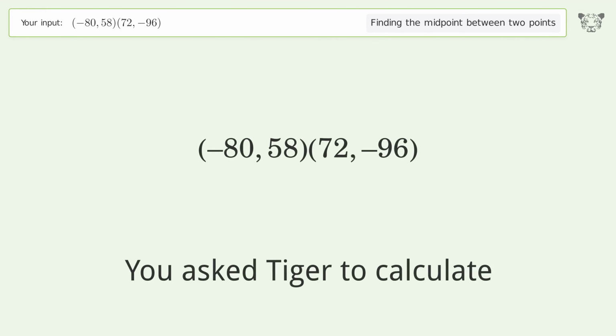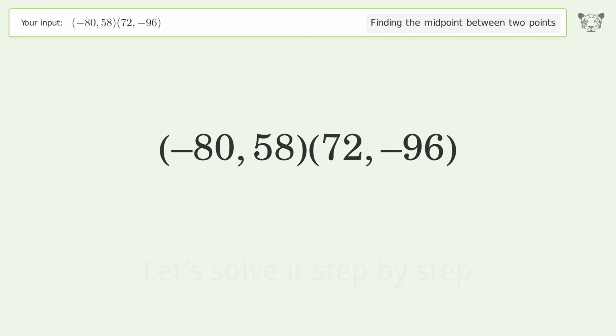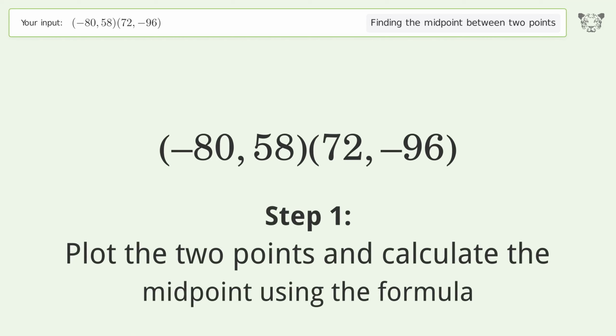You ask Tiger to calculate. This deals with finding the midpoint between 2 points. The midpoint between the 2 points is -4, -19. Let's solve it step by step. Plot the 2 points and calculate the midpoint using the formula.